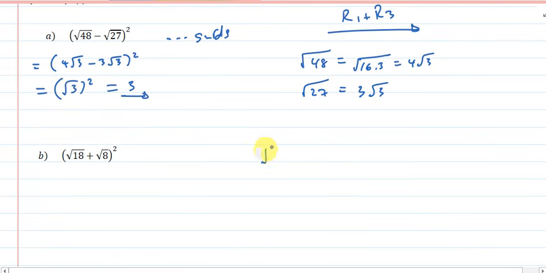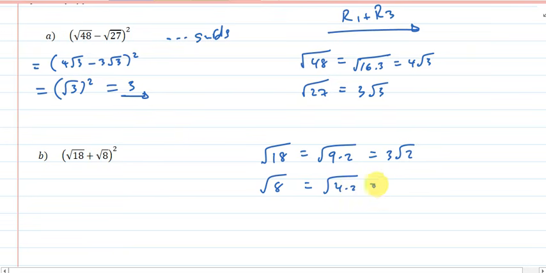Let's look at the second problem, which is the square root of 18. Square root of 18 is 9 times 2, which is 3 root 2. And square root of 8 is the square root of 4 times 2, which is 2 root 2. So you're doing 3 root 2 plus 2 root 2, squared. No calculator, guys, so that's the reason why we're doing this.